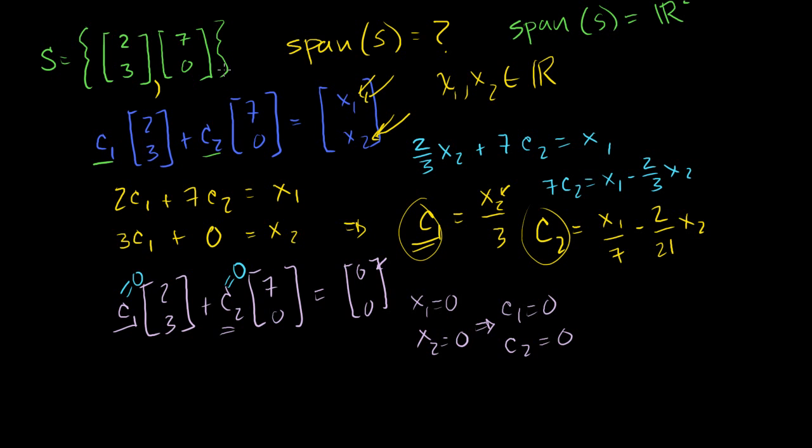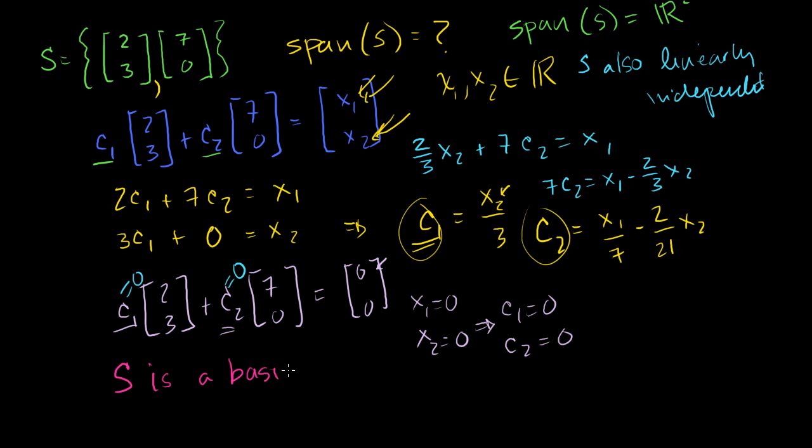So these two vectors, S, is also a linearly independent set. So it spans R2, and it's linearly independent. So we can say definitively that the set of vectors S is a basis for R2. Now, is this the only basis for R2?